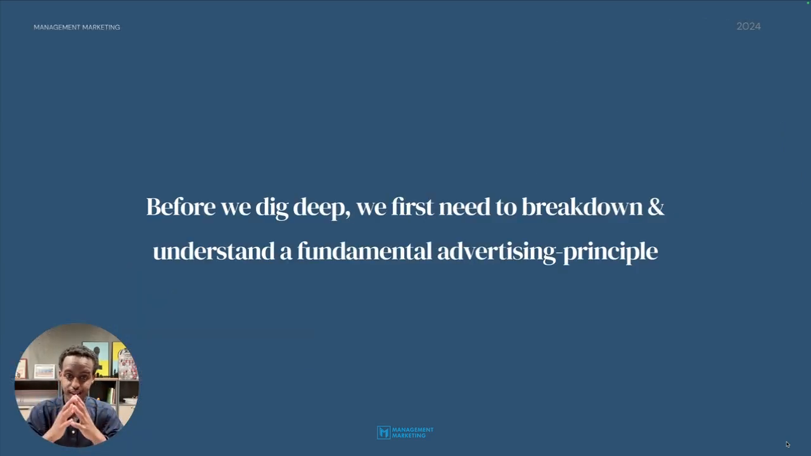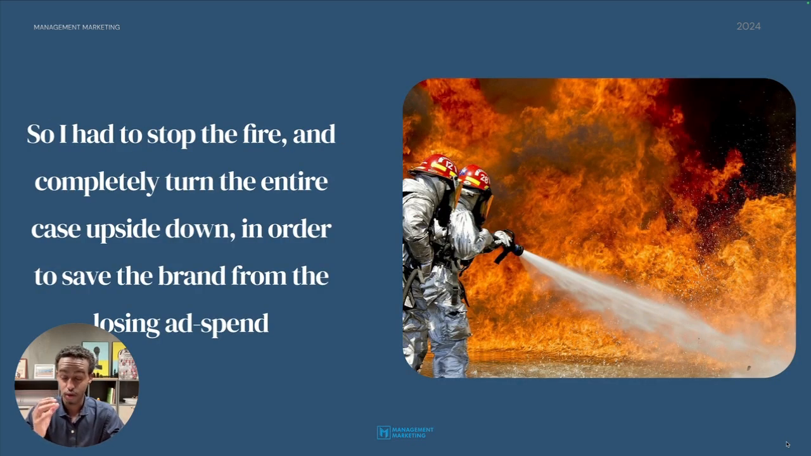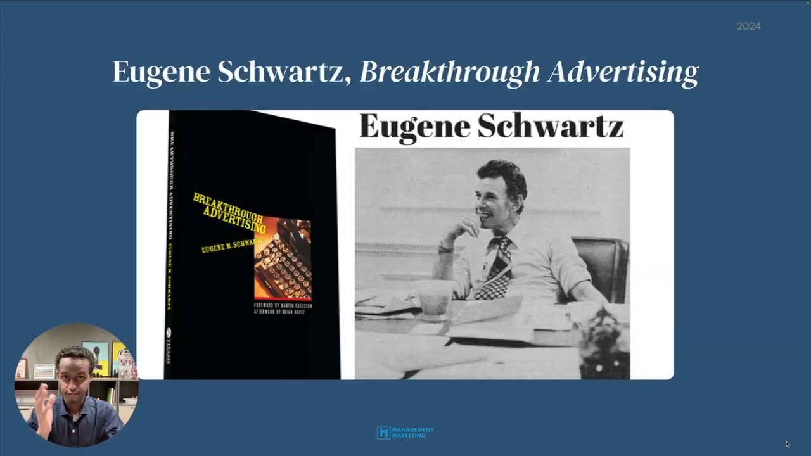But before we dig deep, we first need to break down and understand an advertising principle, because previously the founder was burning thousands of Danish kroner a month on advertising with poor return on ad spend. So I had to stop the entire fire and completely turn the case upside down in order to save the brand from losing ad spend every single month. And that's exactly what I did, using the teachings from Breakthrough Advertising written by the German Eugene Schwartz.